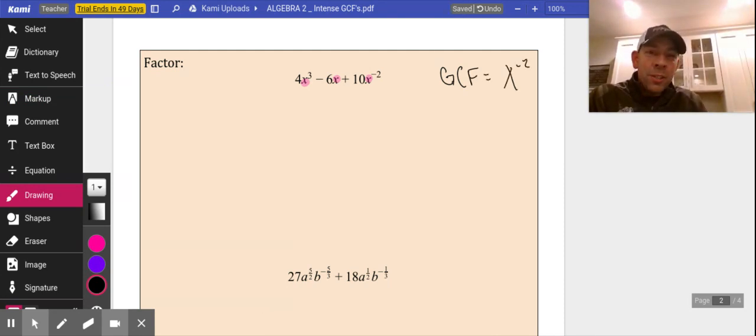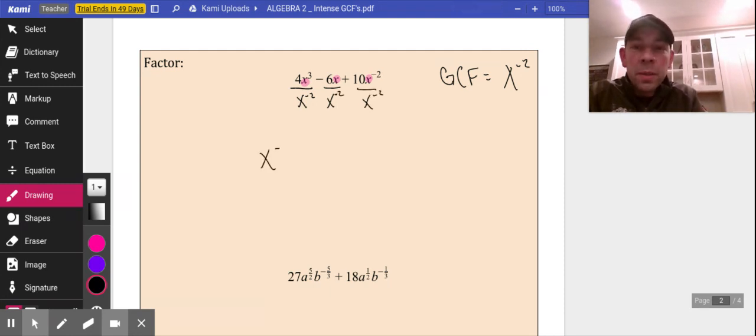Now, when you factor out a GCF, remember how we said factoring is the opposite of multiplication? It's like you're undoing the multiplication process, right? So guess what you do when you undo multiplication? You divide. So we're going to divide everybody by x to the negative 2, x to the negative 2, x to the negative 2, and then see what that creates. So there's my GCF. If I subtract exponents, I'm going to get x to the 5th, I'm going to get x to the 3rd, and then I'm going to get 10x to the 0. And that x to the 0 is just a 1, so we don't need to write it.